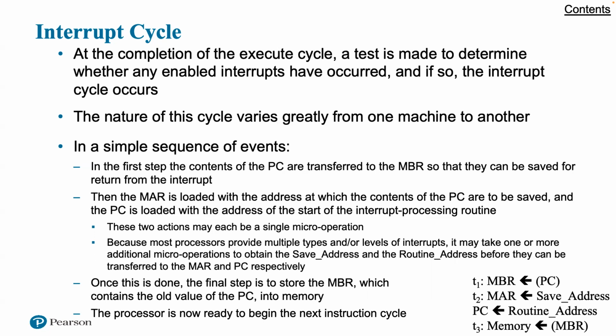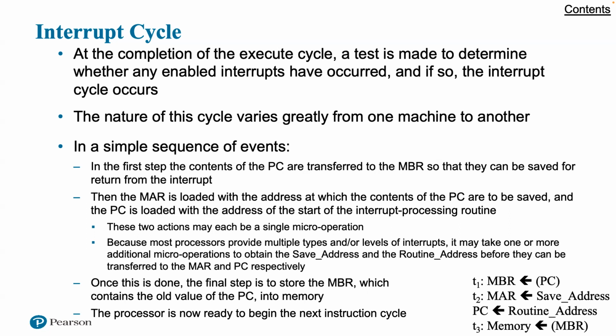So in the first step, the contents of the PC are transferred to the MBR. So we see that, so that they can be saved for return from the interrupt. Then the MAR is loaded with the address at which the contents of the PC are to be saved, and the PC is loaded with the address of the start of the interrupt processing routine. These two actions may each be a single micro operation.